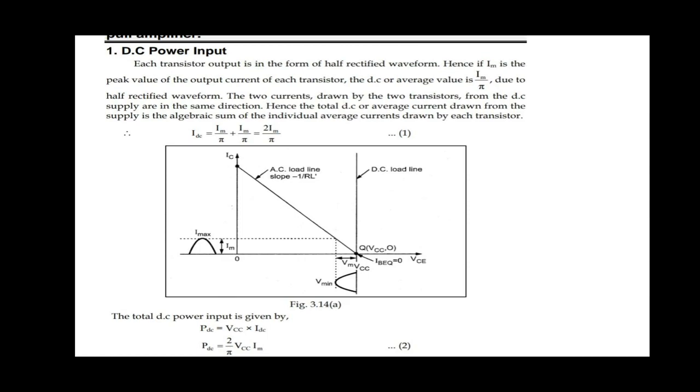Transformer coupling can be employed only for small load. If the parameters of the two transistors are not the same, there will be unequal amplification of the two halves of the signal.